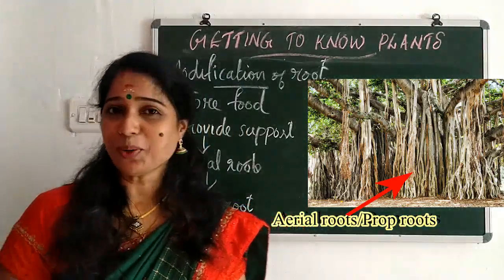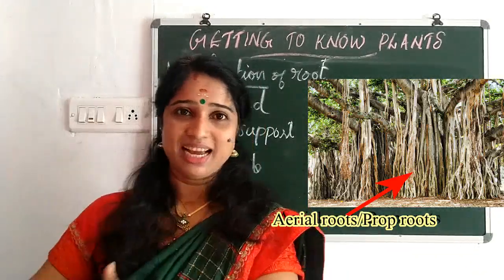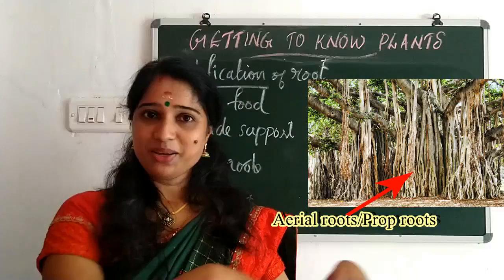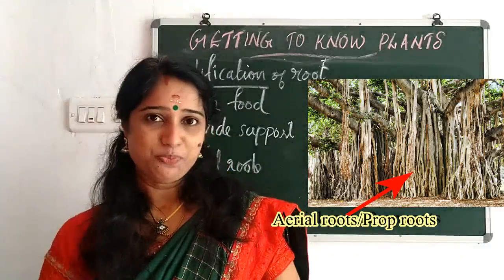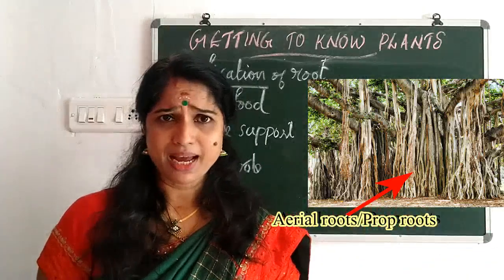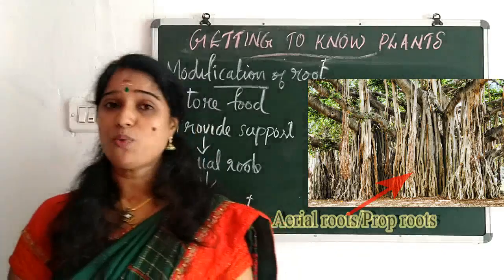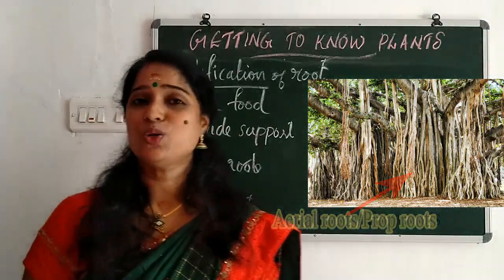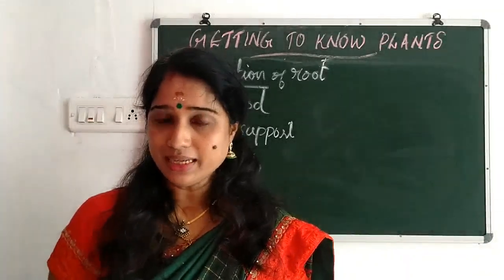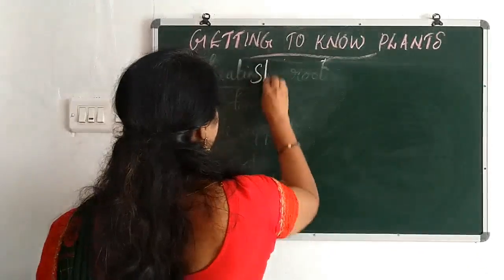Don't think that banyan tree is the only one having prop roots. Coconut tree is having prop roots. Maize plant is also having prop roots. Isn't it? Three different categories: banyan tree, coconut tree and maize plant. All these three types of plants, a tree of course is a big plant, they all have prop roots. So roots are modified to provide support and to store food. Hope it is clear? Yes. Now we can move on to the shoot system.